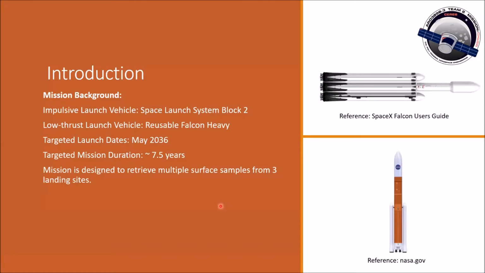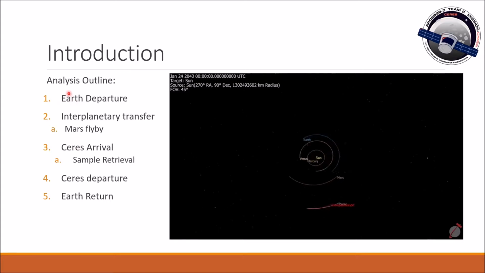Now for some information on our mission background. For our impulsive launch vehicle, we used the Space Launch System Block 2. For the low thrust launch vehicle, we used the reusable Falcon Heavy. Our targeted launch date is May 2036. Our targeted mission duration is 7.5 years, and our mission is designed to retrieve multiple surface samples from 3 landing sites.